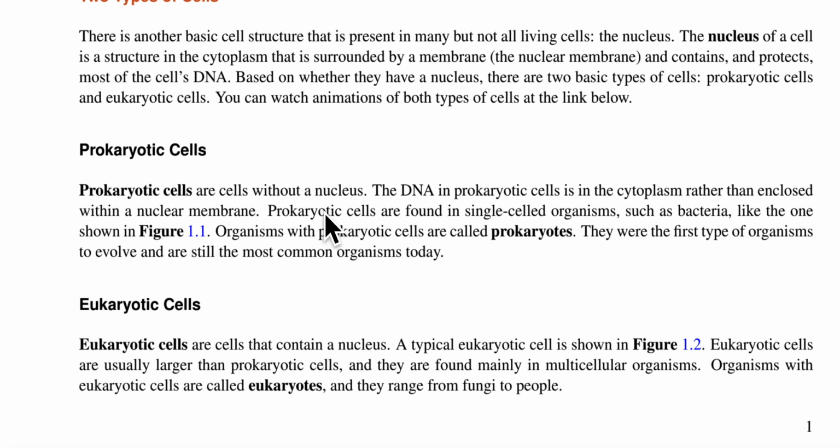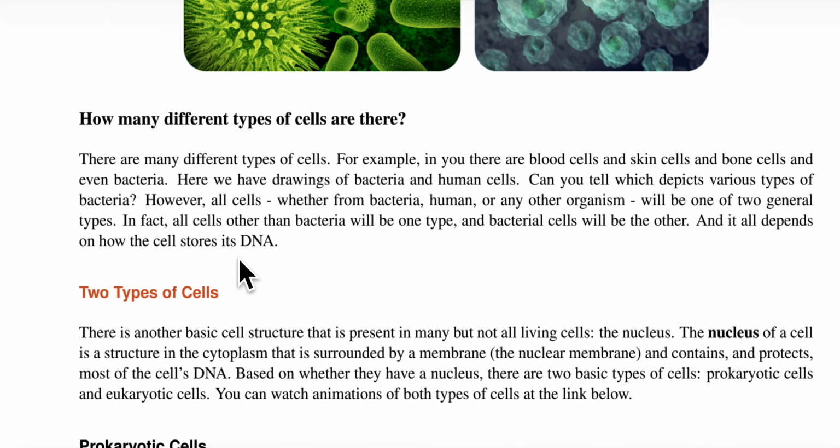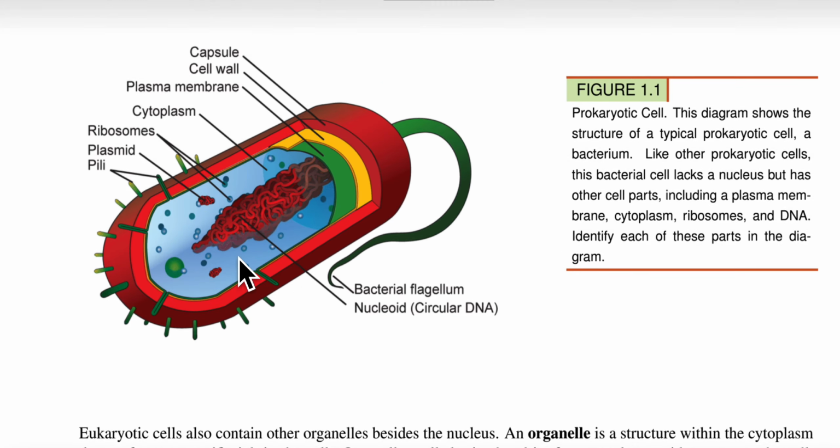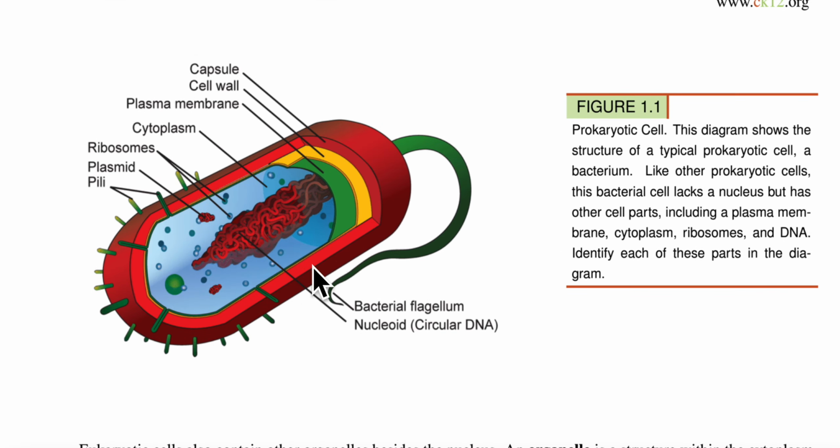Prokaryotic cells are cells without a nucleus. The DNA in the prokaryotic cell is in the cytoplasm rather than enclosed in a nuclear membrane. The prokaryotic cell is found in single-celled organisms, such as bacteria, like the one shown in Figure 1.1. That's up here. Figure 1.1 is this right here. This is our prokaryotic cell.